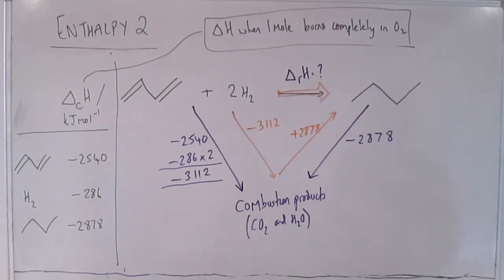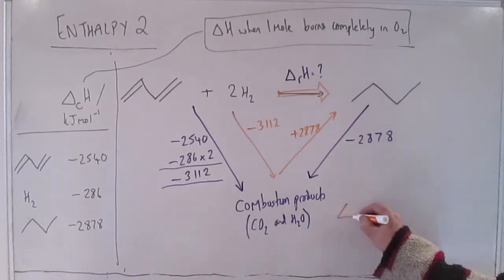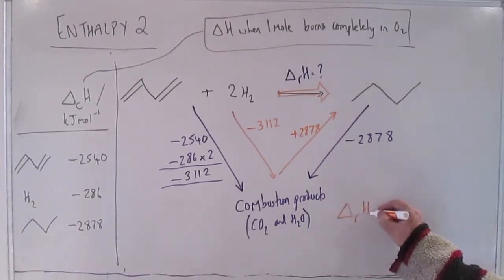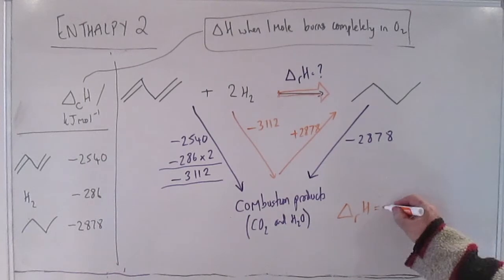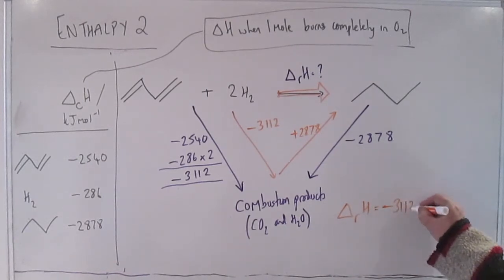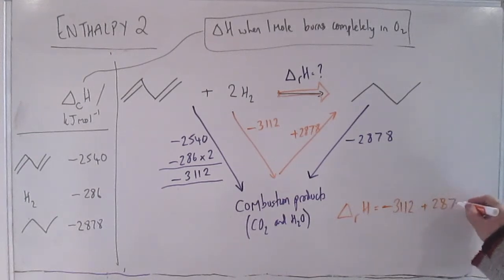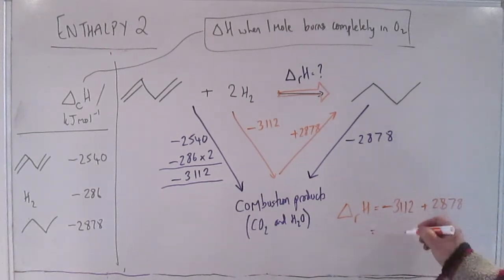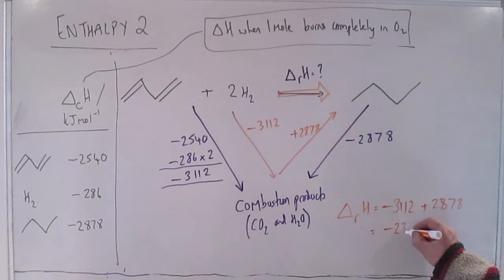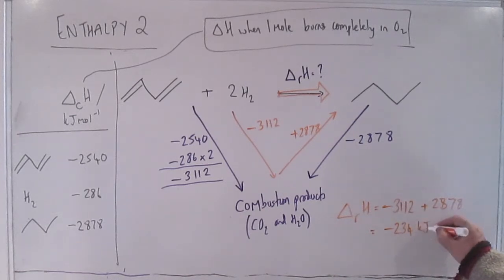And we can then just combine those numbers. So we get delta H of reaction is equal to -3112 + 2878, which is -234 kilojoules per mole. Okay, so it's exactly the same kind of logic, but because we're using different data, you just have to be very careful and recognise that it's a different looking cycle.